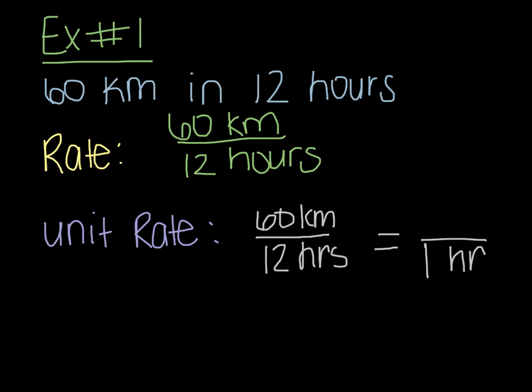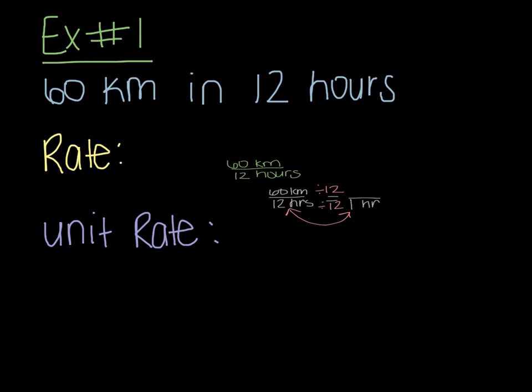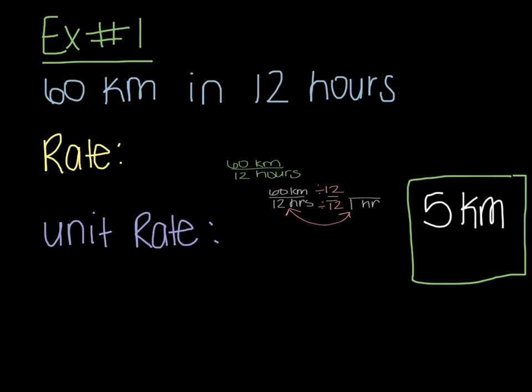So now you have to think about, how did I get from 12 hours to 1 hour? I divided by 12. Whatever I do to the denominator, I have to do to the numerator. So I have to divide 60 divided by 12, which is 5. So they can go 5 kilometers in 1 hour. That's my unit rate, because I'm comparing it to 1 hour instead of the 12 hours that I started out with in the regular rate.